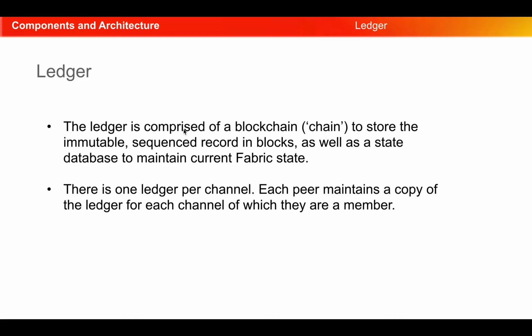So the ledger is comprised of the blockchain, which is why it is called a blockchain, a chain of blocks, to store the immutable sequenced record in blocks, as well as the state database to maintain the current fabric state, which is the world state. There is one ledger per channel. Each peer maintains a copy of the ledger for each channel of which they are a member.